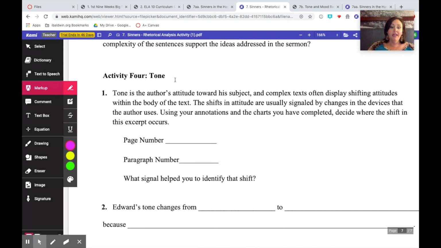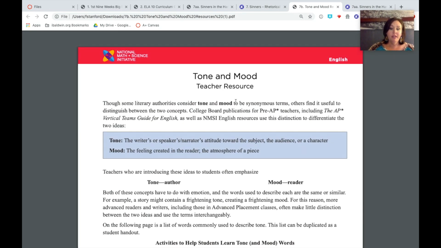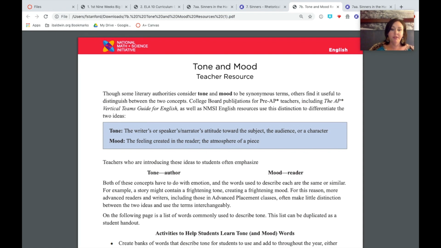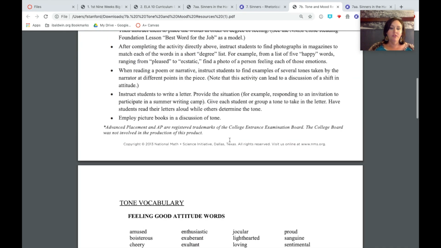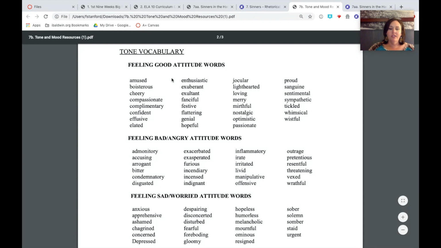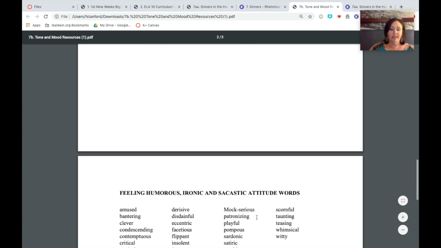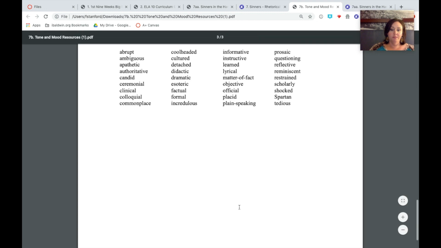Activity 4 is tone activity. We do have a resource available for that. I'm going to pull that up for you. This is a tone and mood resource that's available in your materials, and this is something that I usually give my students to keep in their notebook for my class, because we refer back to this a lot. But there's a lot of information about tone and mood and how to determine the difference between the two. And then there's a tone vocabulary. So we have some different tones we want to convey, and some great words that we can use to convey those feelings.